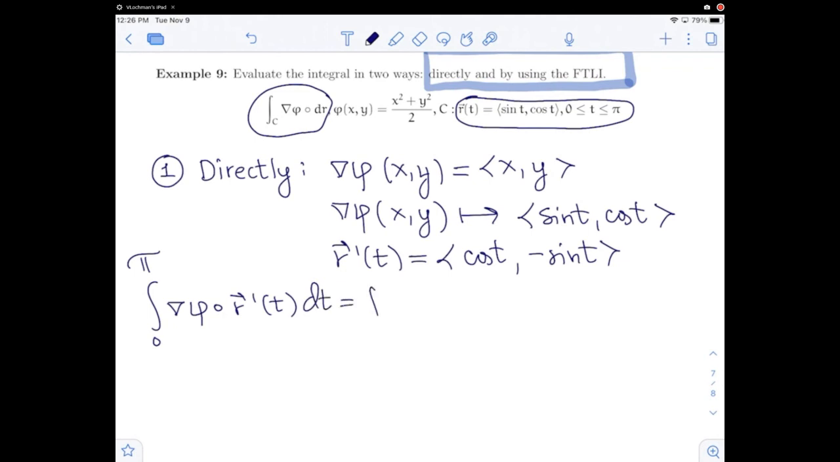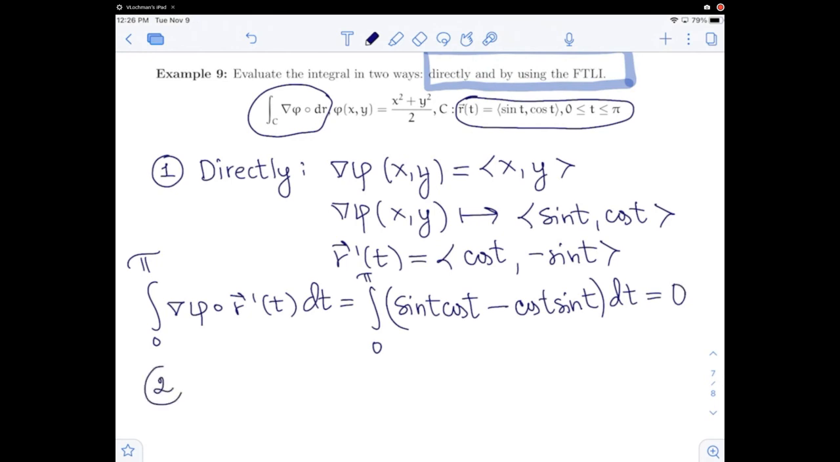All right, what is the dot product? The dot product is going to be sine times cosine, minus cosine times sine, so that's 0, right? If we evaluate this, we still get 0, okay? One way you can think about it is the circulation around this curve, so none of the vector field is going in that same direction, okay?